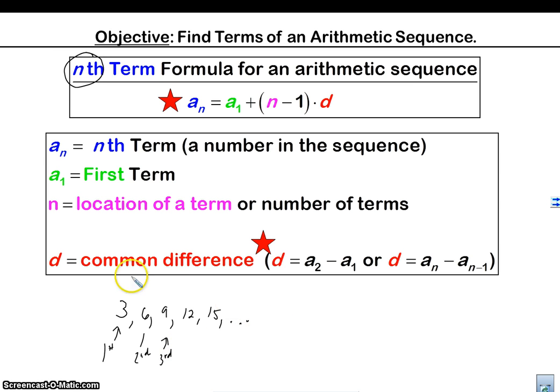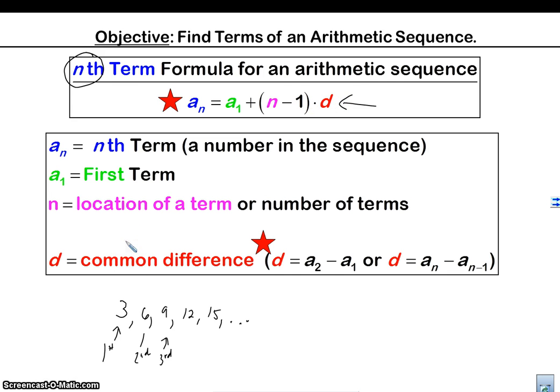So if I want to find any term in here, I can use this formula: a sub n equals a sub 1, this is the first term, and a sub n is the nth term, plus n, the number of terms, minus 1, times d, the common difference.